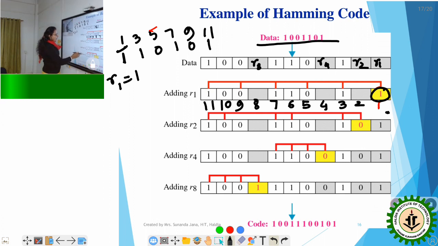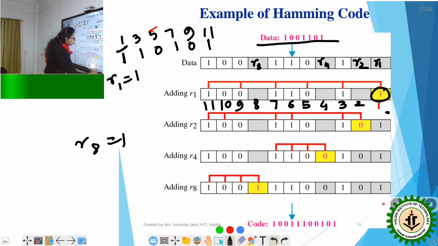Now in case of R8, if we count the number of ones, that is odd. So to calculate the value of R8, we have to put 1. Because of that, the value of R8 will be 1. In that way, finally, after adding all the redundant bits with the data, we will get the code word.